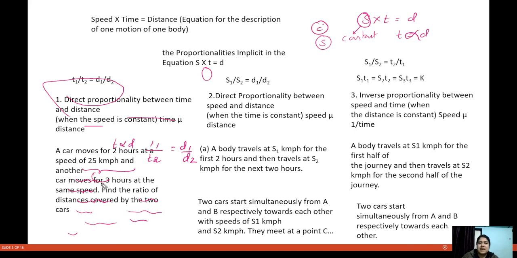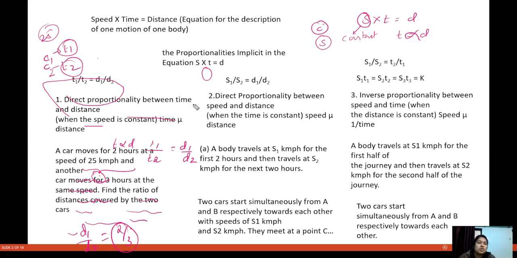Okay. So basically it is saying that we are having two cars and both are moving for time t1 and t2. Okay, and both are moving at the same speed. So cars C1 and C2 are moving at the same speed for time T1 and T2, and we have to find the ratio of the distances covered by the two cars. So the ratio of the distances covered by two cars D1 and D2 is equal to 2 is to 3. Why? Because the ratio of time they are traveling is equal to the ratio of the distance they are traveling.